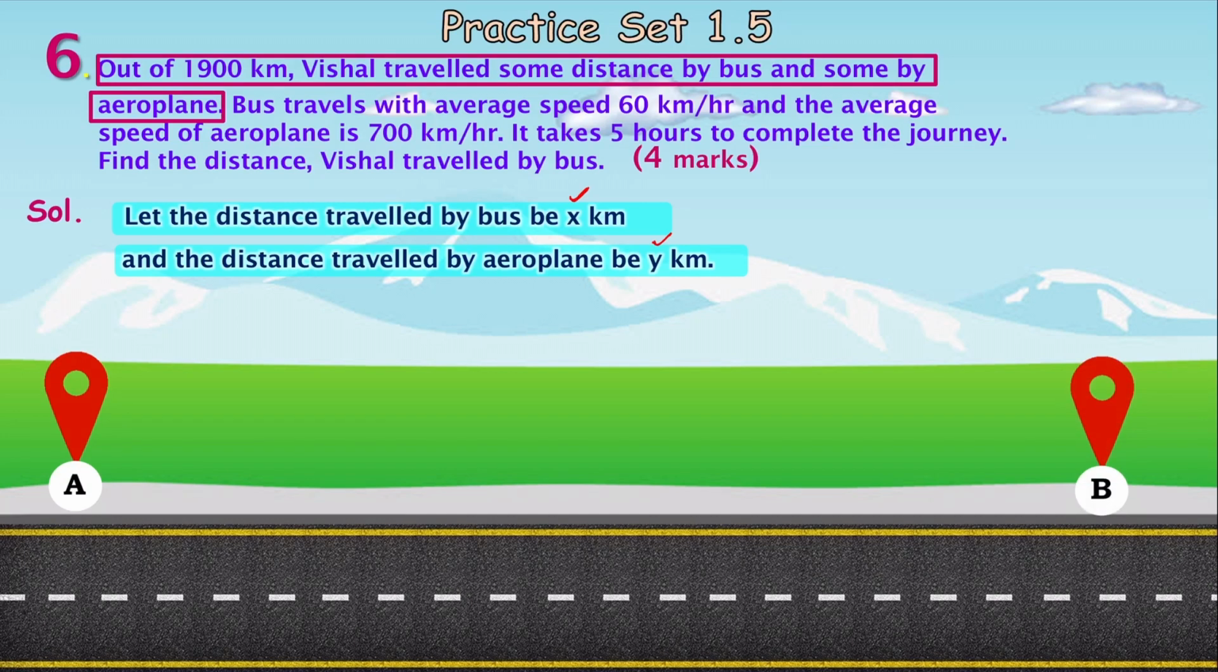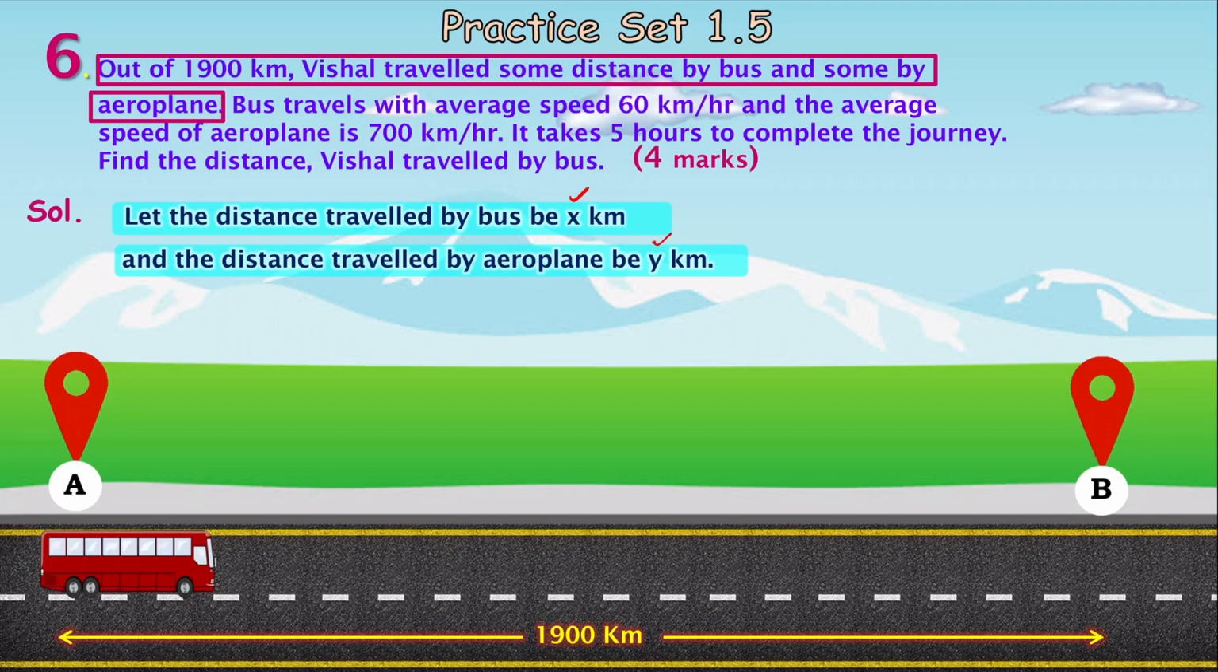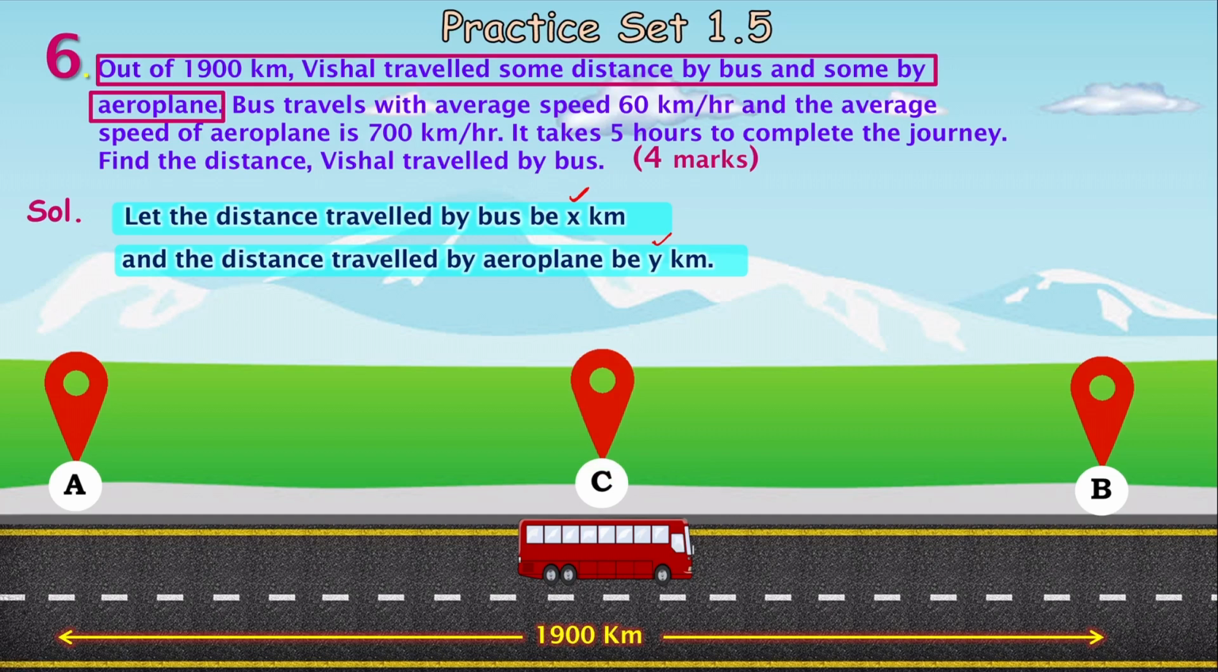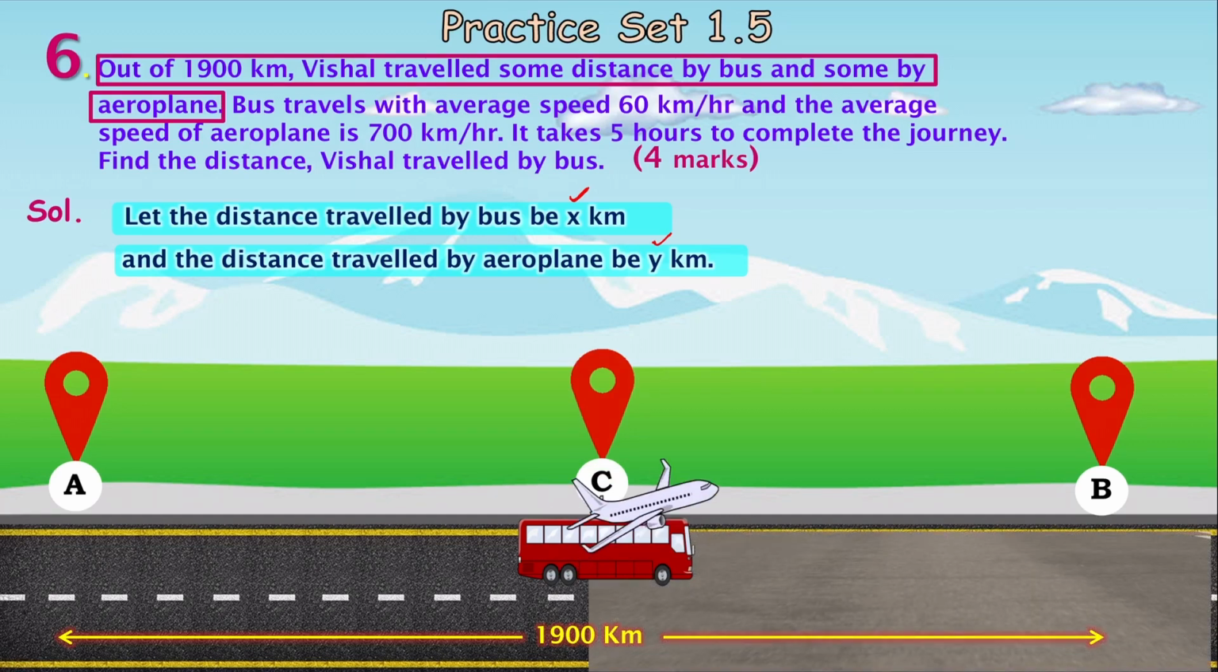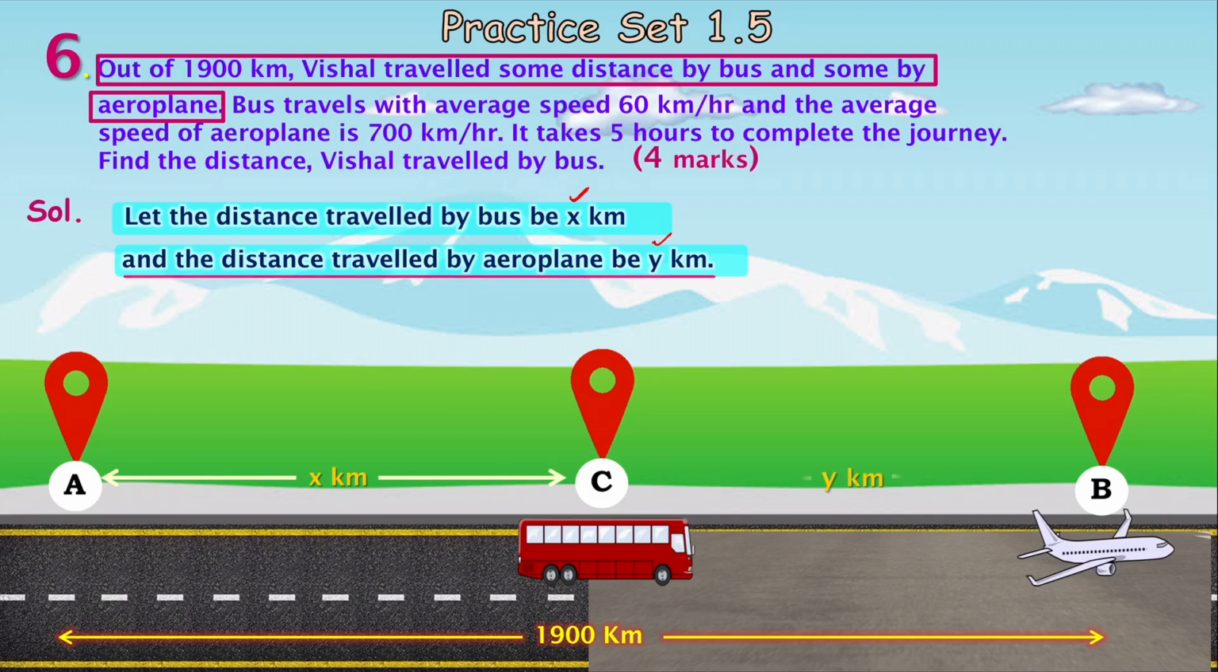So out of 1900 km, some distance is traveled by bus. So let the total distance be AB. Out of that, the distance from A to C, I am saying that Vishal traveled by bus, and from C to B he traveled by aeroplane. So let the distance from A to C be equal to x, and let the distance from C to B be equal to y.